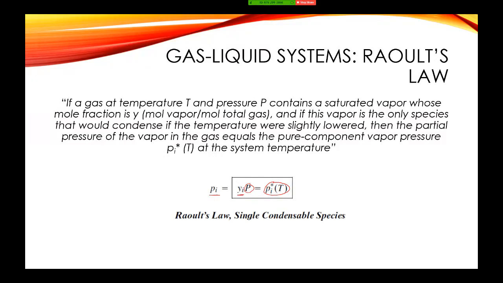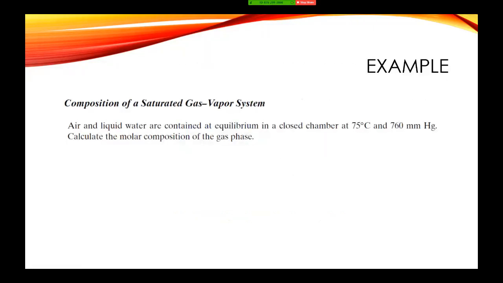Of course, if you have a more complex system where you have more than one component that can be condensed, this is a lot more complex, but it's not for this class. It's for thermodynamics and other classes. Do you have any questions about this particular equation? This is going to be important in a few minutes. Okay, so let's continue then. We're going to do a quick example.